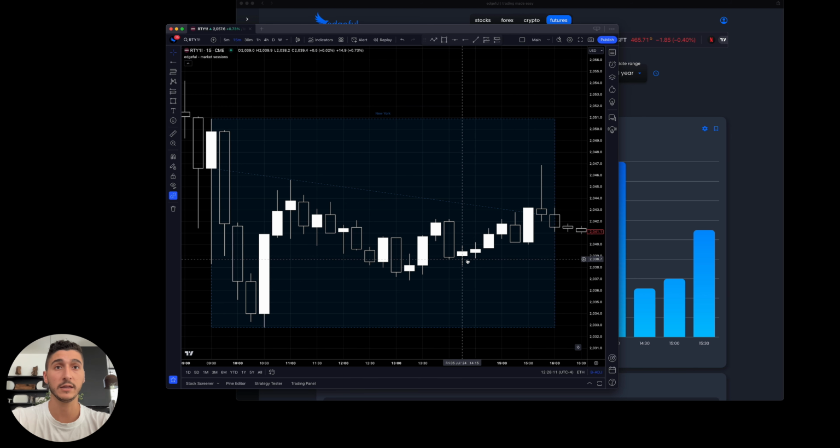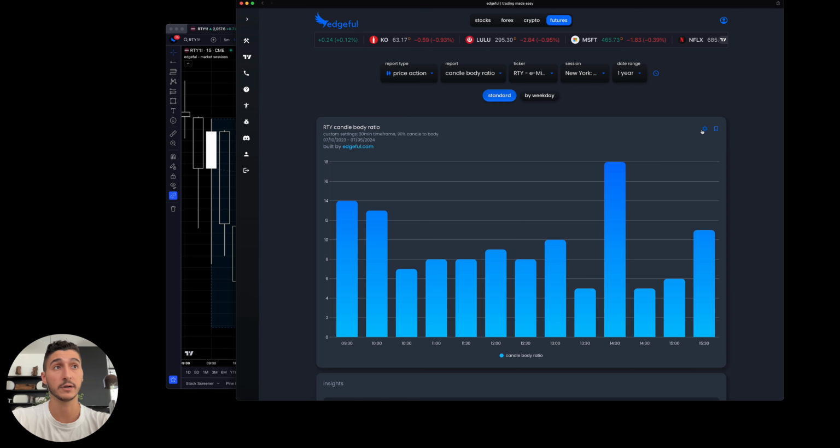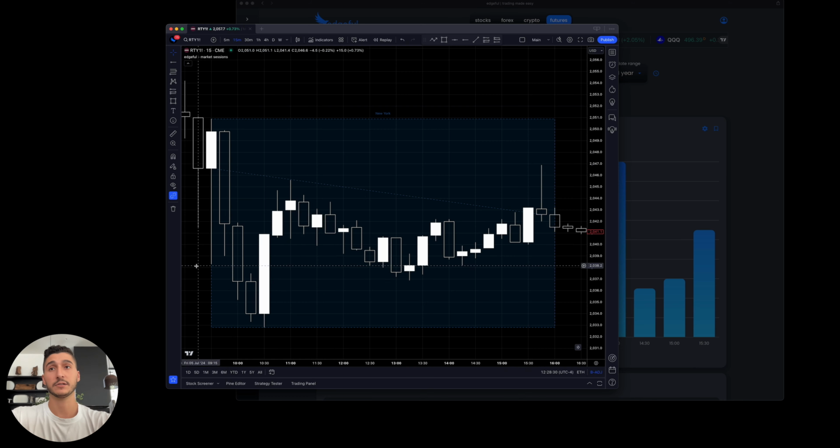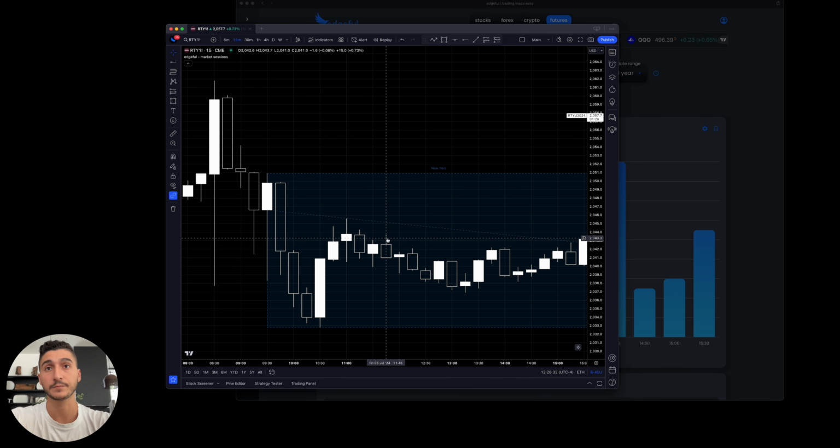So you can see that what I have filtered right now is, if you click on this little cog, 30-minute time frame. Now the candle to body ratio that I want is 90%. So that means that I want the body of the candle to make up at least 90% of the entire candle size. So for example, this candle right here would not fall into this category.